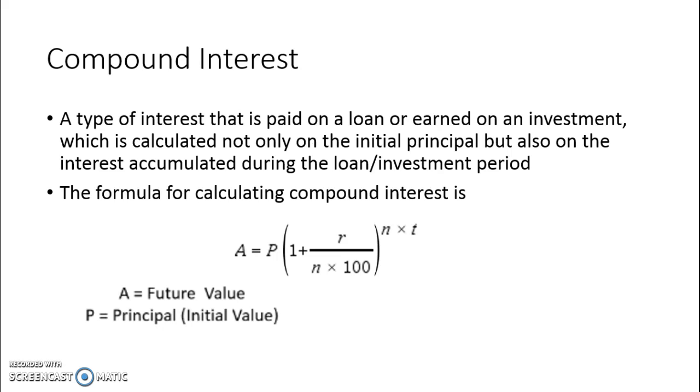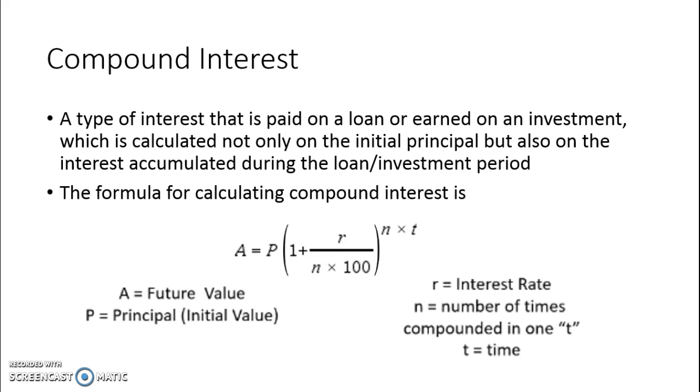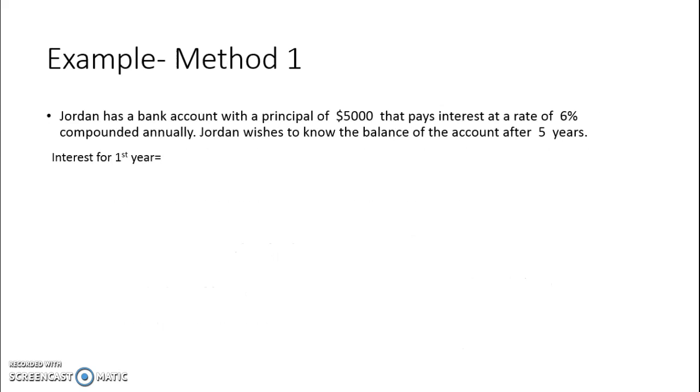Now, in this formula, A stands for the future value or the balance at the end of your investment. P stands for the principal amount, so the amount you've invested or borrowed. R stands for rate of interest. N stands for number of times the payment is compounded, and T stands for time.